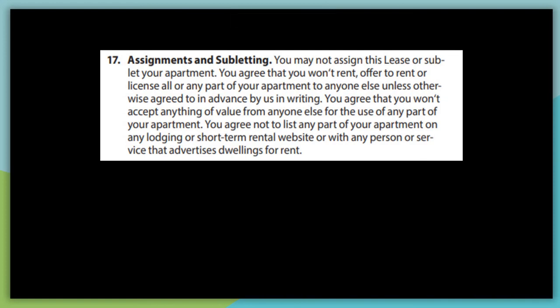Paragraph 16 goes over subletting. Subletting is when you rent your apartment to another person. This often happens in college towns when someone needs to leave early for some reason. In this case, it is not allowed unless agreed to in advance by the owner. It also states you are not allowed to list your apartment on Airbnb or its equivalent.